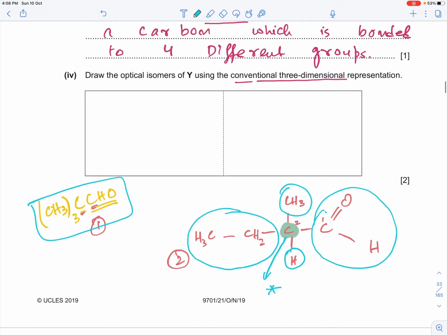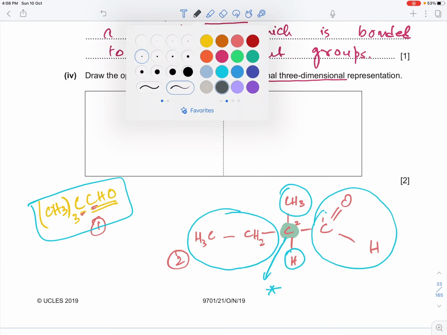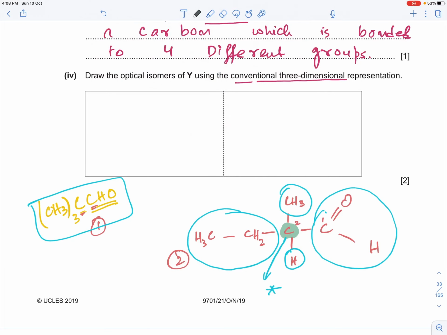Now we have to draw the conventional three-dimensional representation. To draw the three-dimensional representation of an optical isomer, the simple way is to draw two bonds with unbroken lines. That shows the bonds which are on the same plane, then a bond with a dotted line. This is below the plane. A bond with a dotted line means it is below the plane, and a bond with a wedge means it is above the plane, right?